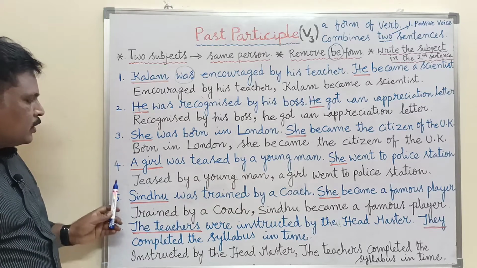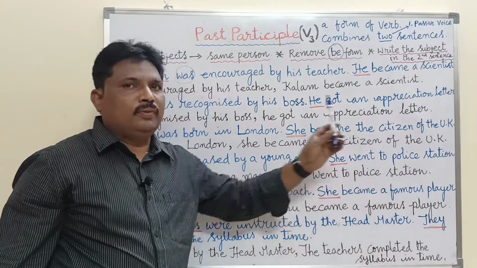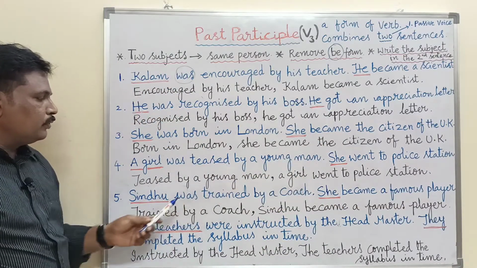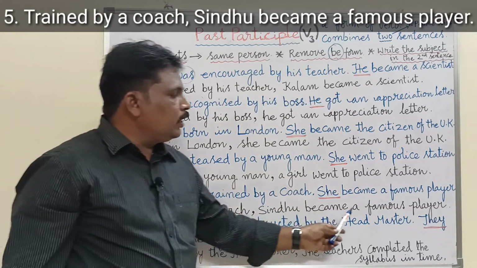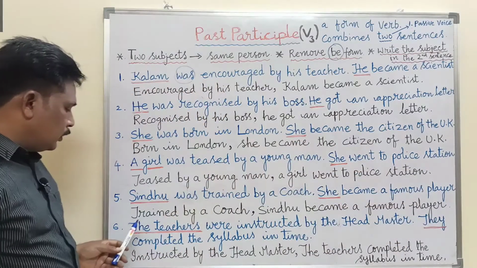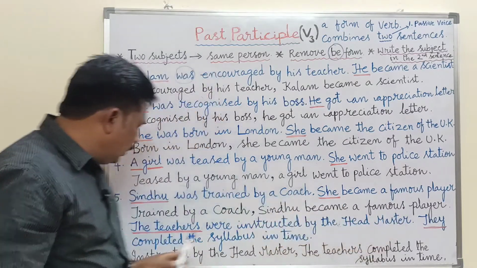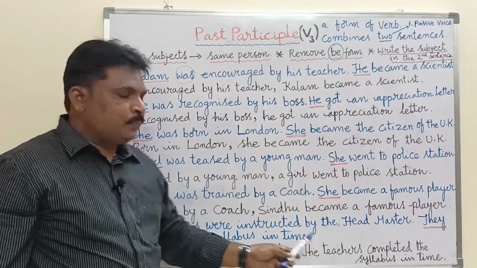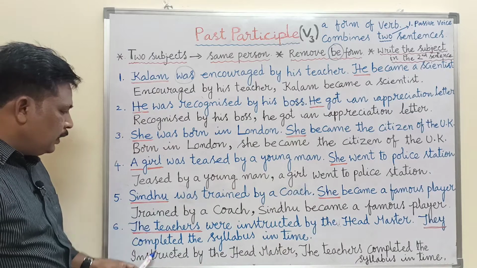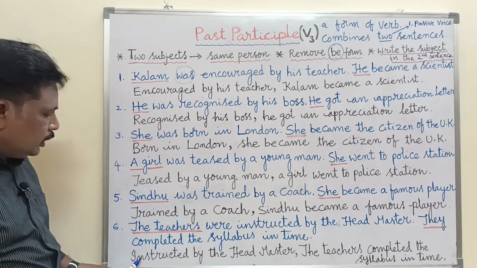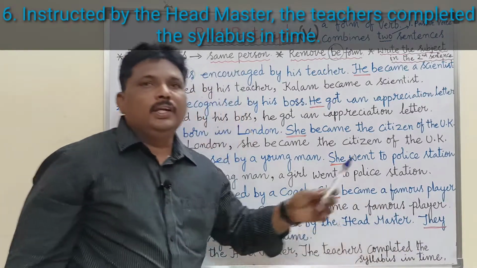Next, fifth sentence. Sindhu was trained by a coach. Full stop. She became a famous player. Full stop. Two sentences. So what is the third form of the verb train? Trained. Trained by a coach, comma, Sindhu became a famous player. Full stop. Again, another example. The teachers were instructed by the headmaster. Full stop. They completed the syllabus in time. Here the subject is teachers, and here the subject is they, meaning teachers. So we begin the answer with V3, instructed. Instructed by the headmaster, comma, the teachers completed the syllabus in time.